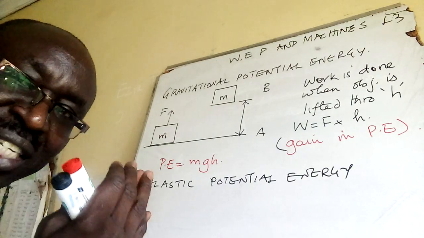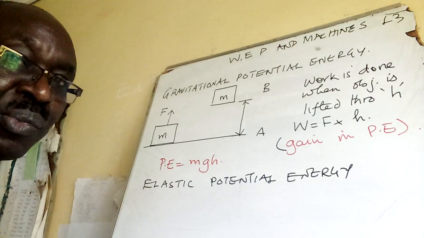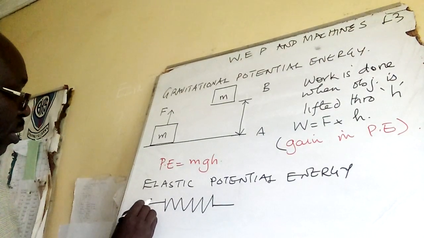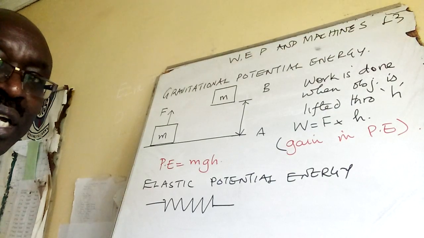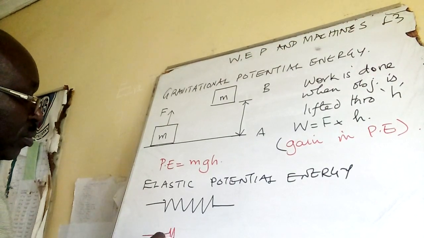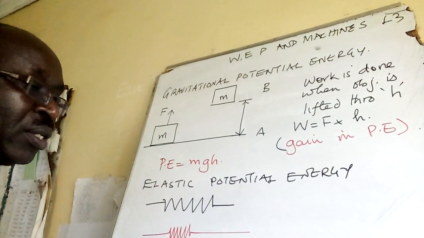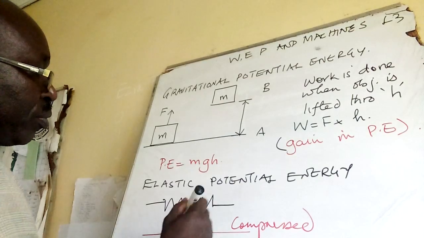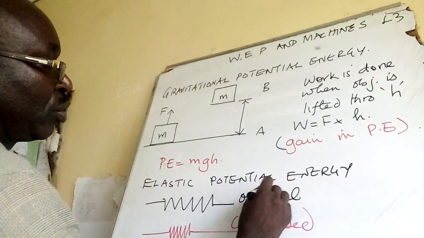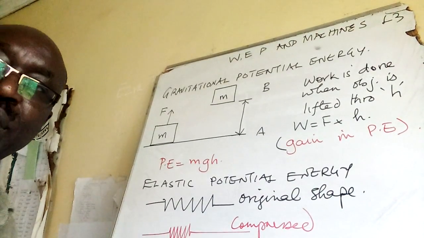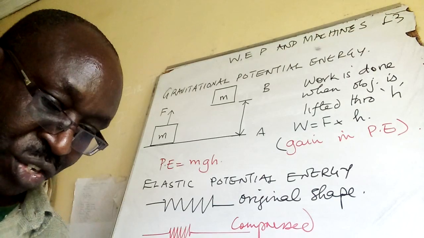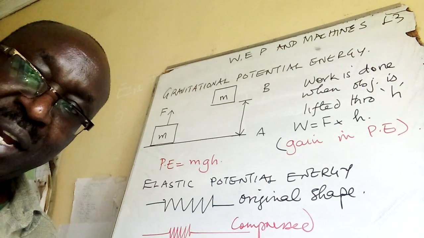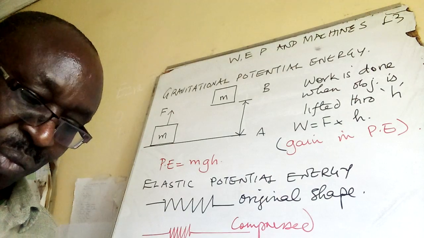But basically, what is in your mind? This is what we talk about. If this is a spring, initially, and then you compress it now, this one is compressed, and this is the original spring, original shape. So when we compress a spring, it will store energy. And that is what we say elastic potential energy. The first I reminded you is about gravitational potential energy.